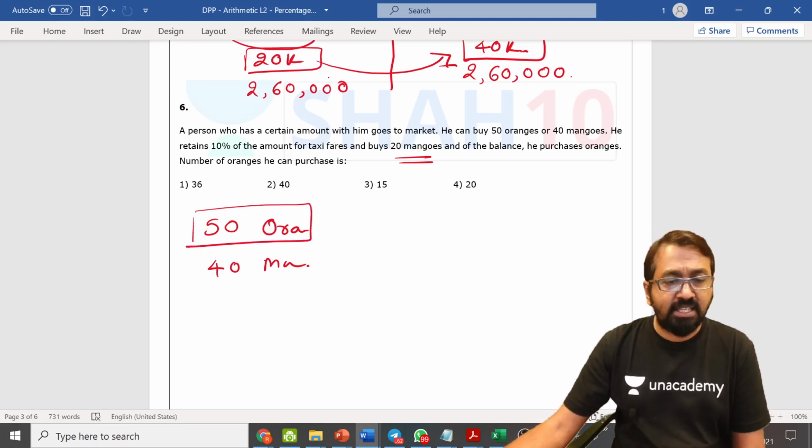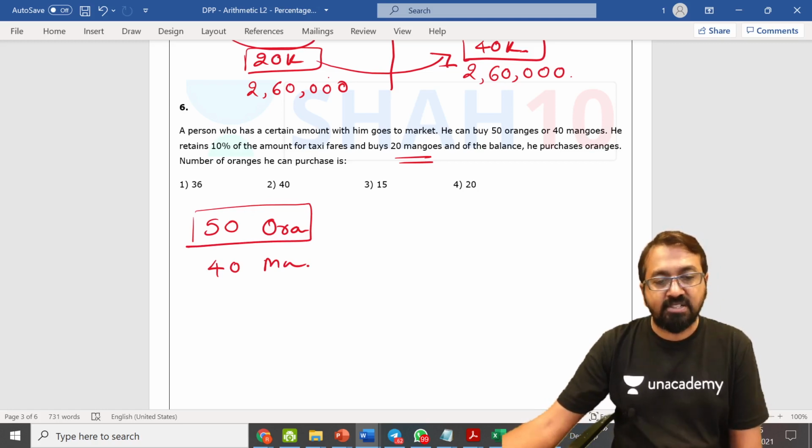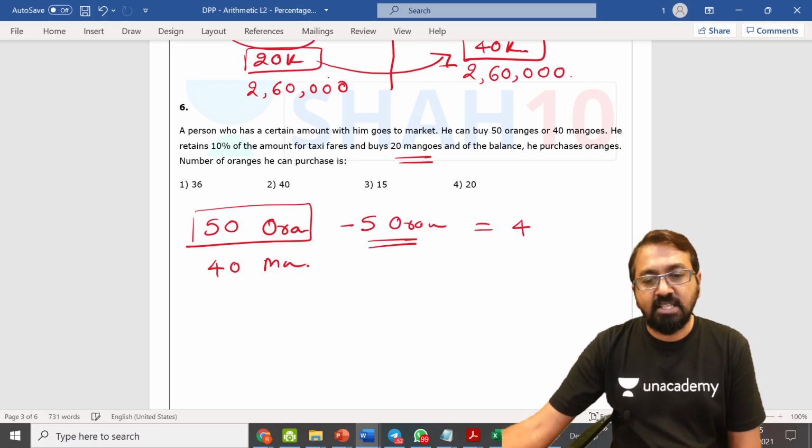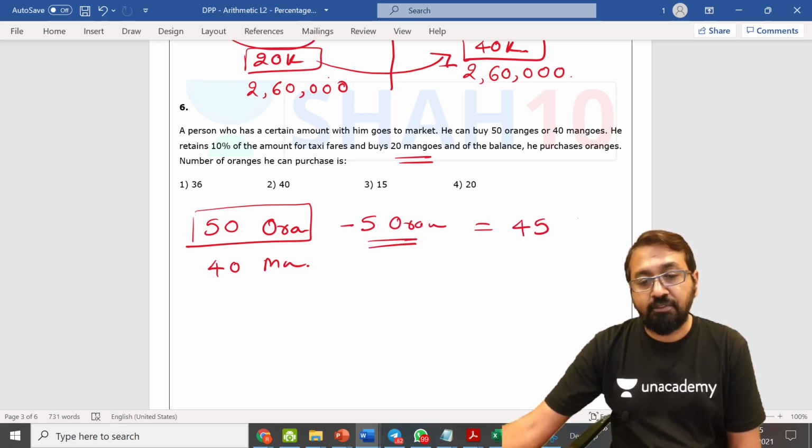Whatever amount he has, 10% of it he retained for the taxi fares. So that means 10% of 50 oranges, 5 oranges. So he retained an amount equal to 5 oranges with him. That means he now has 45 oranges' equivalent amount to spend, right?